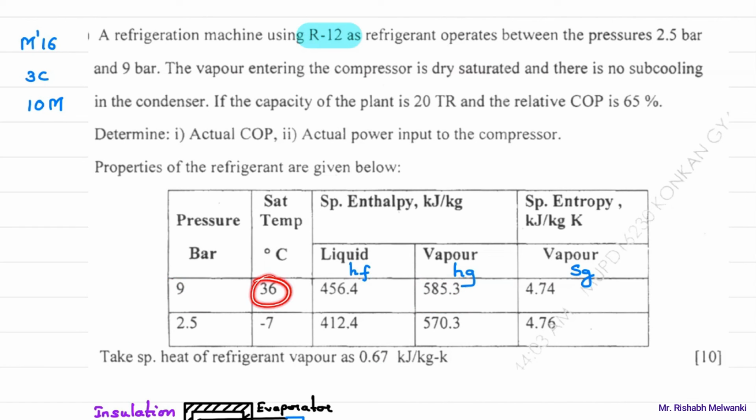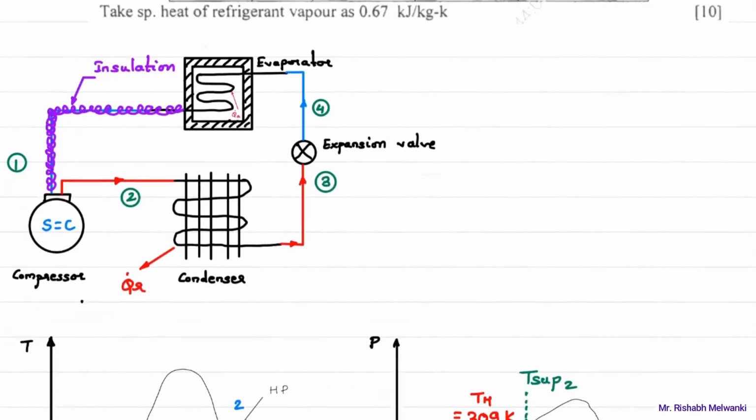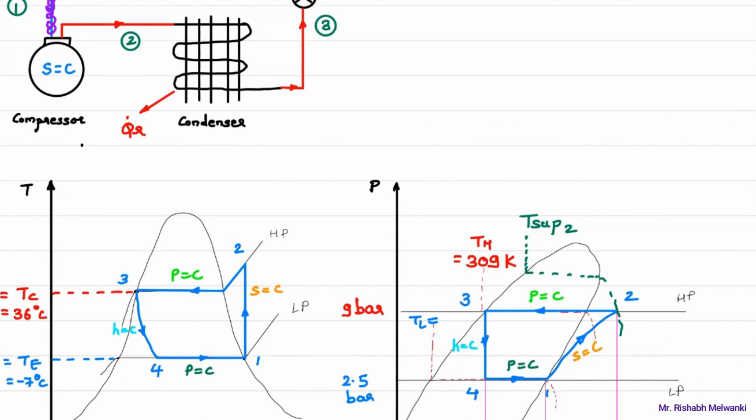So what we did, T sub 2 was unknown, so we equated S1 equal to S2. Why? Because the process 1 to 2 is isentropic compression. So S1 is Sg at 2.5 bar, and S2 is Sg at 9 bar plus Cp of vapor log T sub 2 upon T sat 2. So from there we got the T sub 2 value. We substituted it in the H2 equation and got the H2 value.